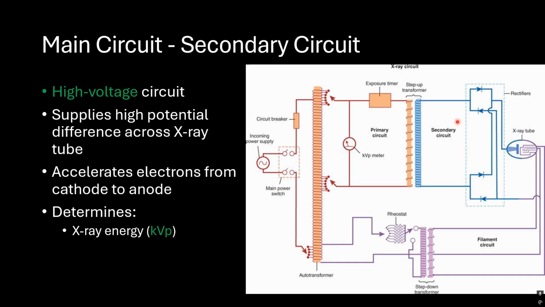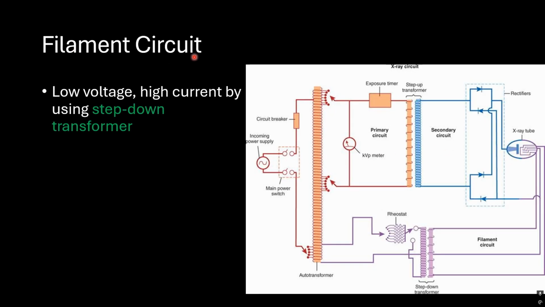In that case, we will be having a high kVp on the secondary circuit, which will pull the electrons from the filament towards the anode side. Next, we have the filament circuit. It has low voltage, high current by using a step-down transformer.